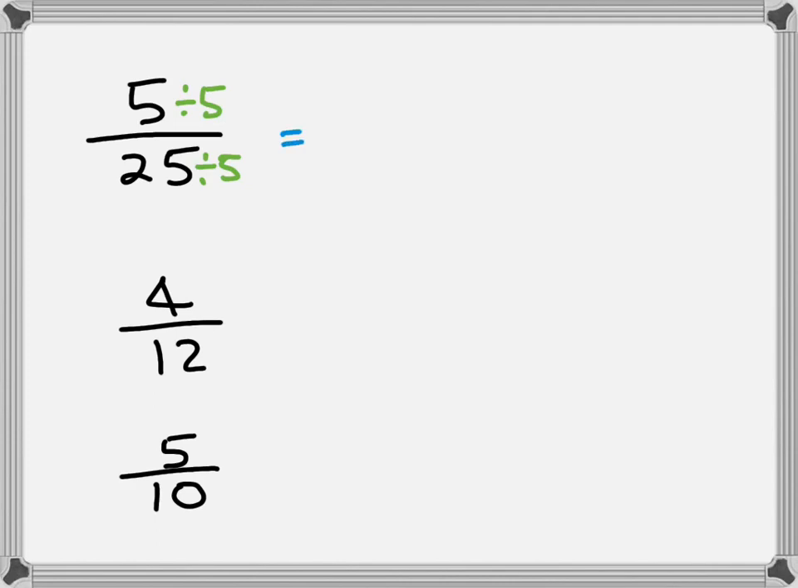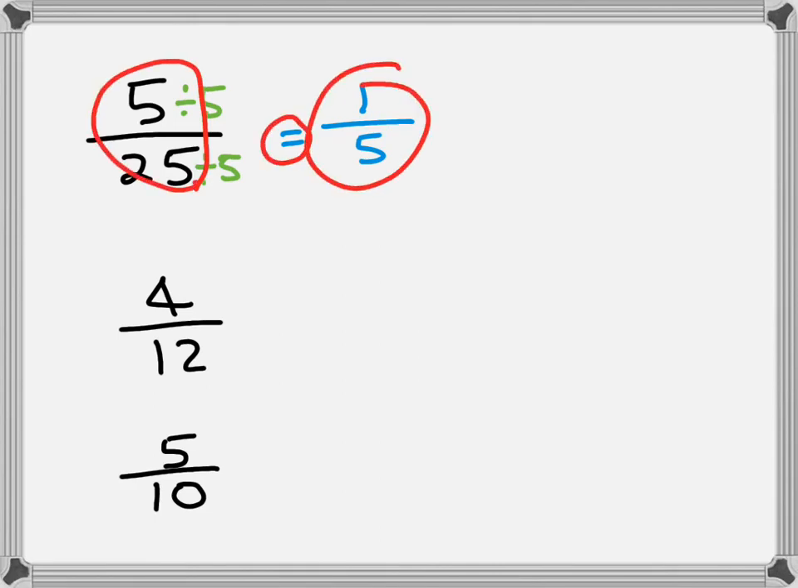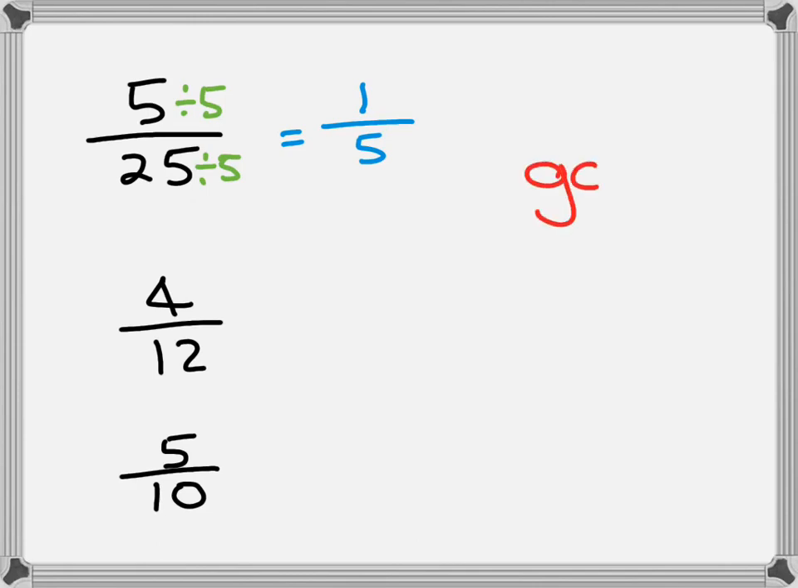5 divided by 5 is 1. 25 divided by 5 is 5. So 5 over 25 is equal to 1/5. We just reduced it down to the lowest it can go by dividing the top and the bottom by the greatest common factor. If you don't know how to find those, go look at my video on greatest common factor. It's a very important skill to have.